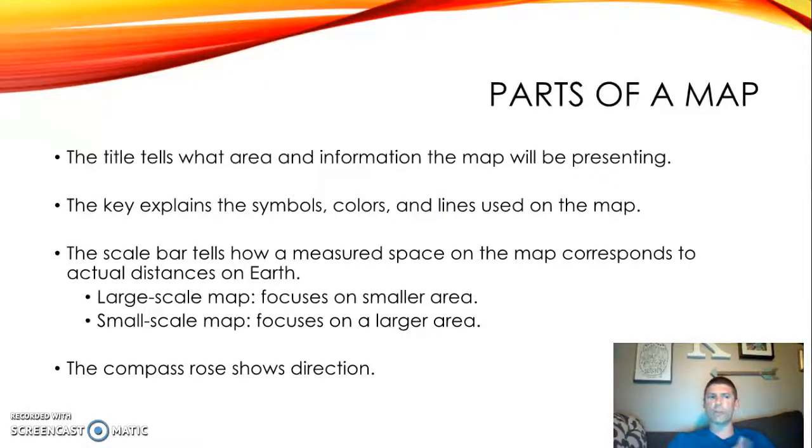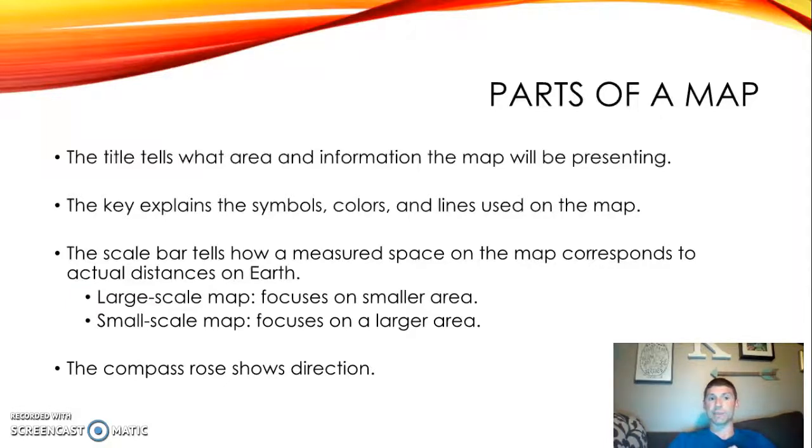Some parts of the map that you would need to know: there's usually a title that tells you the type of map that it's going to be and what area you're looking at. When we did the latitude and longitude, some people were looking at the wrong maps and then struggled to find the country that they needed to identify. The key explains the symbols, what the colors might mean, if they mean anything at all, and then lines used on the map.